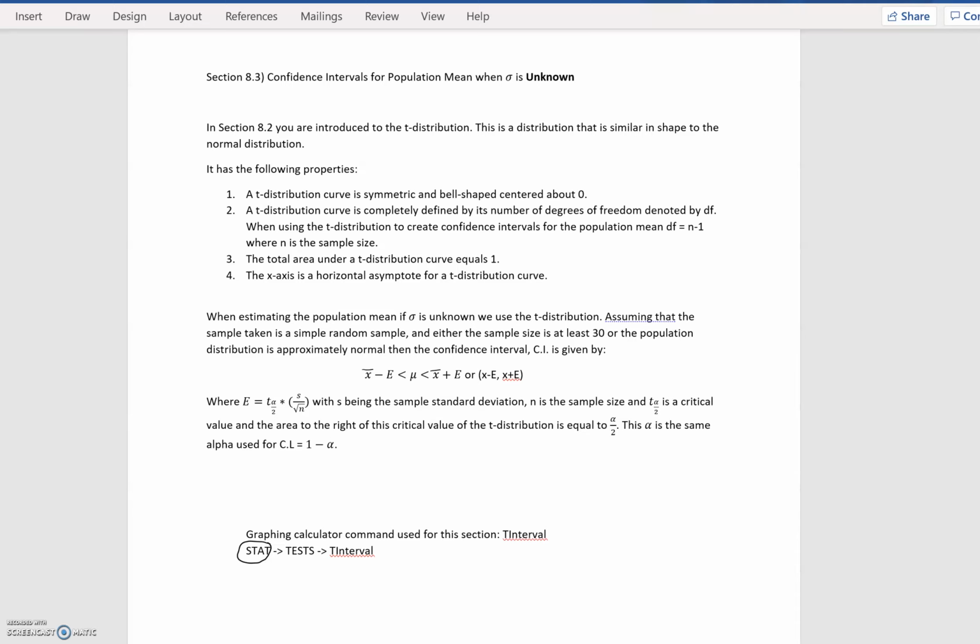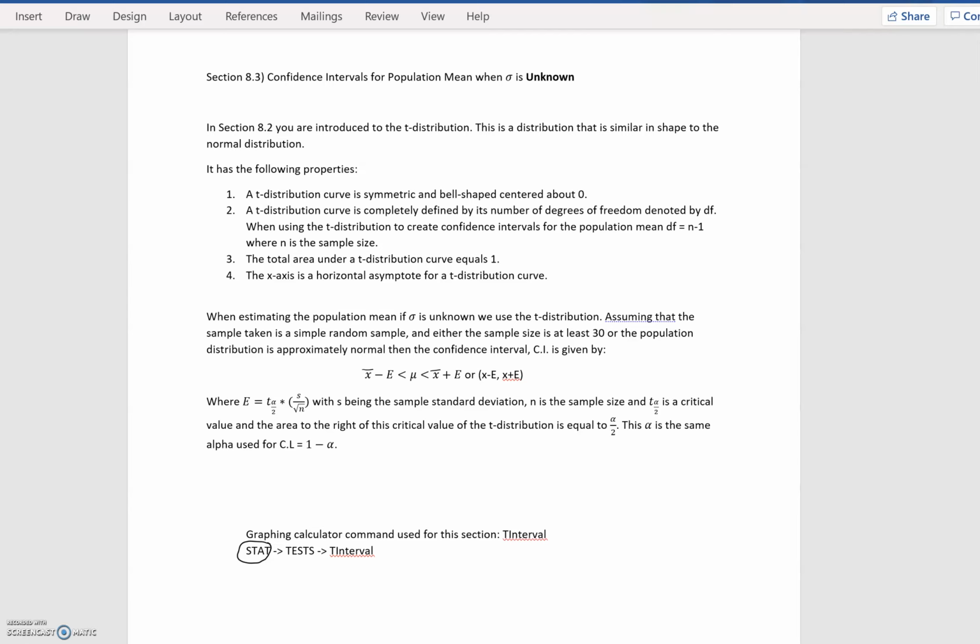In section 8.2, you were introduced to the t-distribution. It's a distribution that's similar in shape to the normal distribution, and it has the following properties. A t-distribution curve is symmetric and bell-shaped, centered about 0. A t-distribution is completely defined by its number of degrees of freedom, denoted by df. When we use the t-distribution to create confidence intervals for the population mean, df is equal to n-1, where n is the sample size. The total area under a t-distribution curve equals 1.